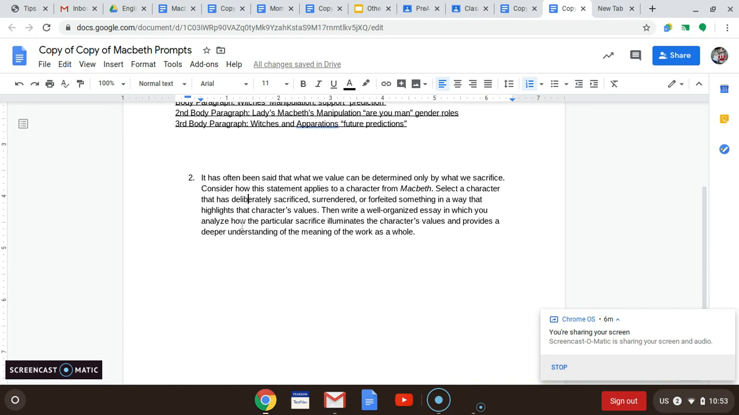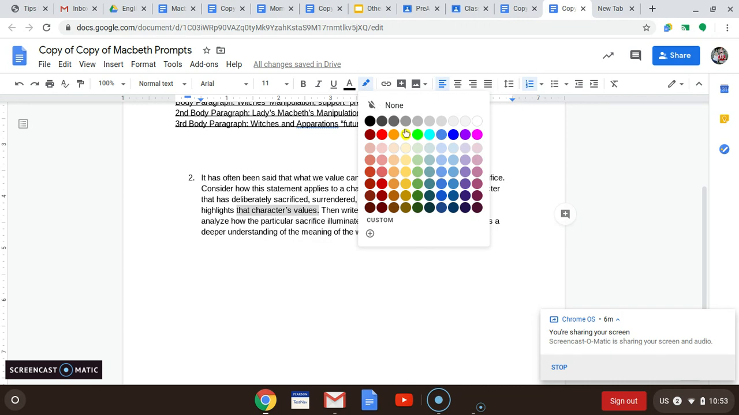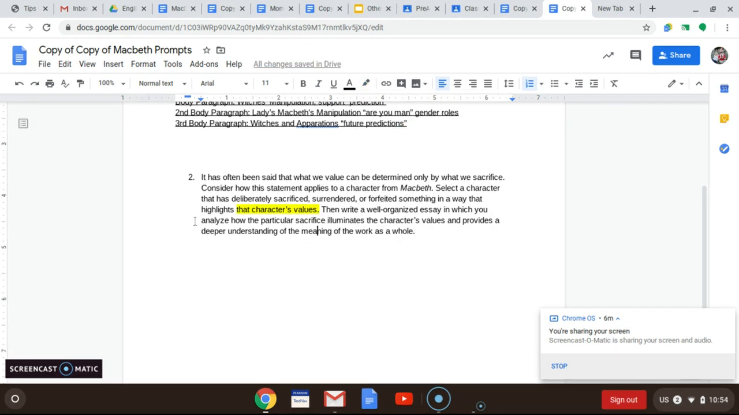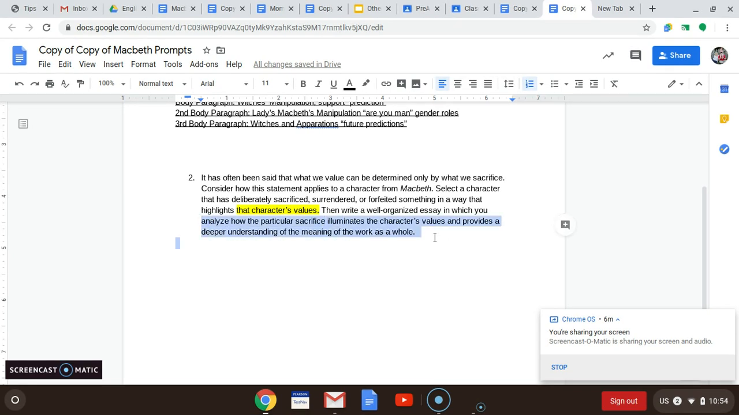Here's the second prompt. It has often been said that what we value can be determined only by what we sacrifice. Consider how this statement applies to a character from Macbeth. Select a character that has deliberately sacrificed, surrendered, or forfeited something in a way that highlights that character's values. So I think that's important. I'll highlight that part. Then write a well-organized essay in which you analyze how the particular sacrifice illuminates the character's values and provides a deeper understanding of the meaning of the work as a whole.